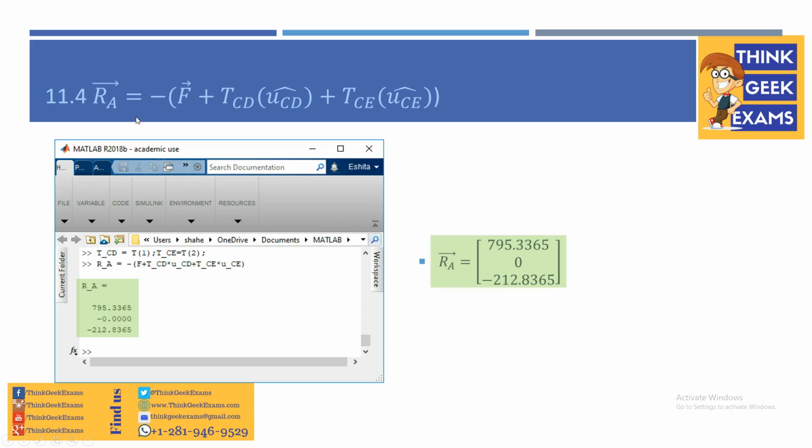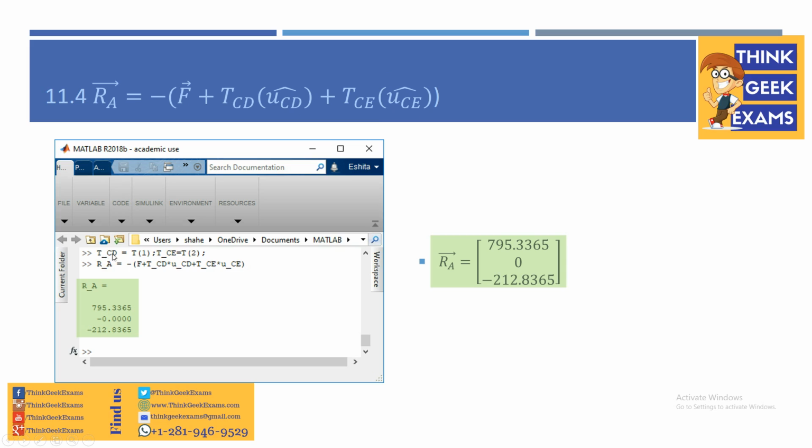And finally, if you remember, we got this equation from the sum of the forces. All the forces got added, and that was equal to 0. So we could get RA from there by taking all the forces to the other side of the equation. So we know what F is, we know what TCD is from the previous slide, we also know what TCE is from the previous slide, and we know what the unit vectors for TCE and TCD are. So all of the values are known here. So all we need to do is basically put it in Matlab.